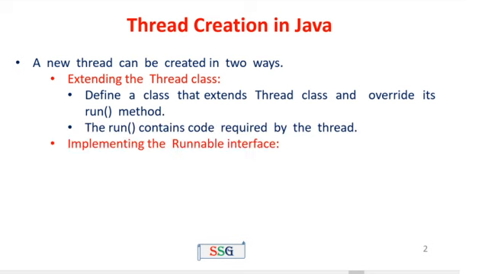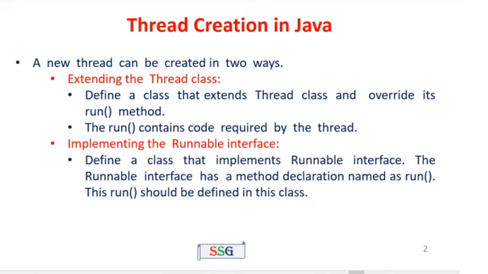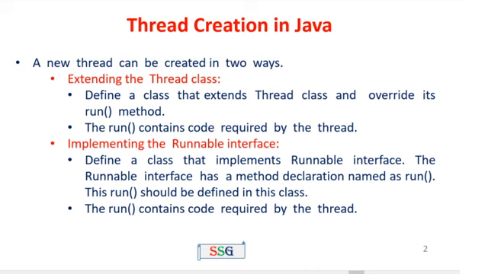The second method is implementing the Runnable interface. Implementing the Runnable means that in Java, one interface is available, and that interface name is the Runnable interface. Define a class that implements the Runnable interface. The Runnable interface has a method declaration named run method. So this run method should be defined in this class. The run method contains the code required by the thread. That means a thread can be created in two ways, by using the inheritance concept and the interface concept. By the inheritance concept, we have to use the base class as the Thread class. In the interface concept, we have to use the Runnable interface.